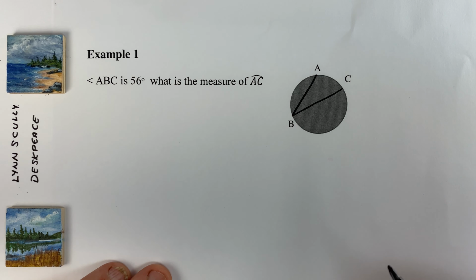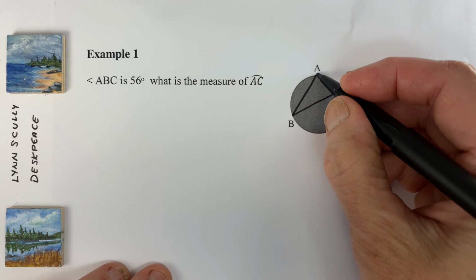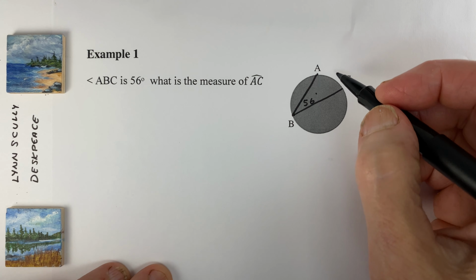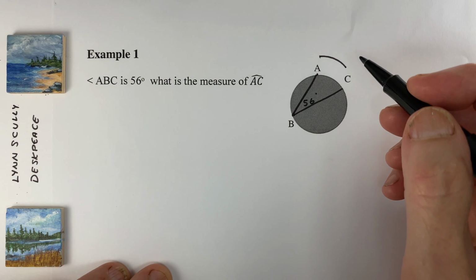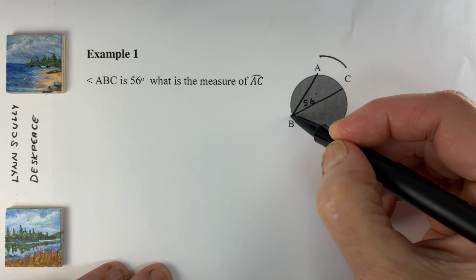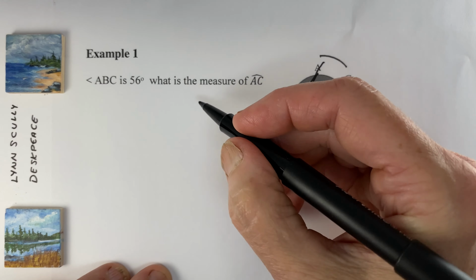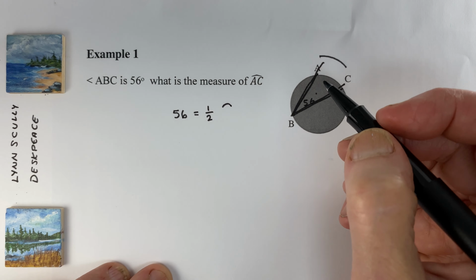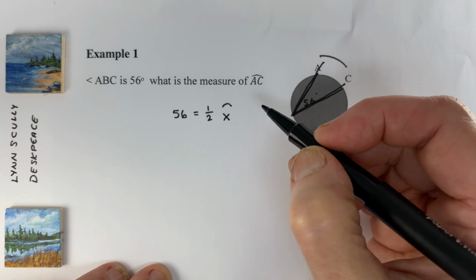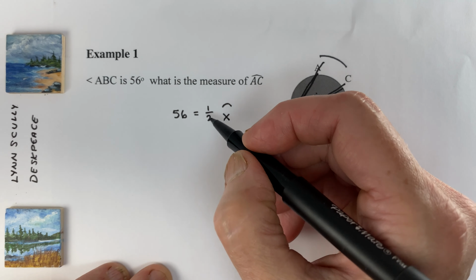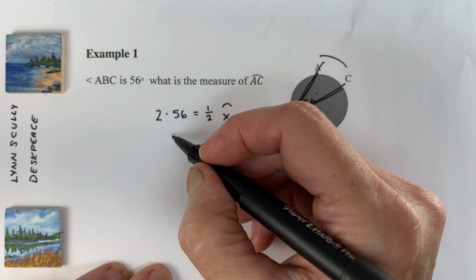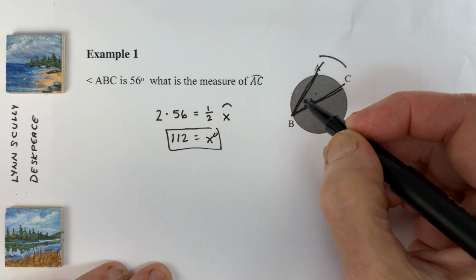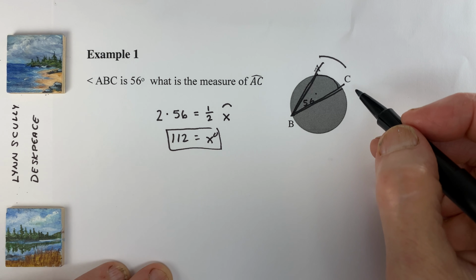Example 1: angle ABC is 56 degrees. What is the measure of arc AC? So here's arc AC. And if I extend this, it's between the lines. So I have 56 degrees is equal to 1/2 of the arc, and I'll call that X. The 2 is attached by division on this side. Move it by multiplication. 2 times 56 is 112 equals X degrees. So this would be 112 degrees.